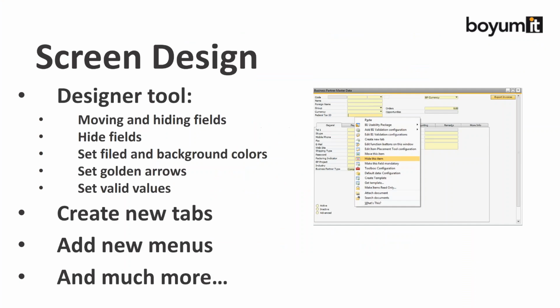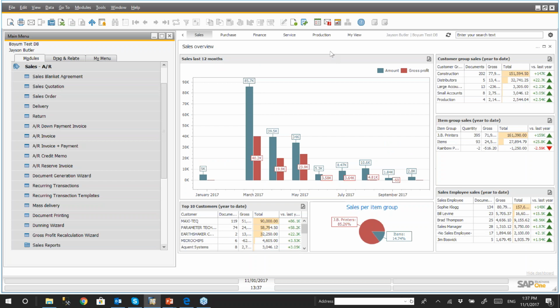So what else can you do in SAP Business One? You can move fields, hide fields, move UDFs over there, put golden arrows. I will show you in the system, and all this by right-clicking. Okay, what you see right here, before I actually move to that, you see the dashboards open.